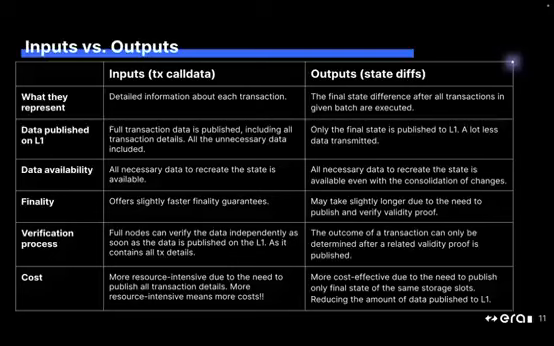Data availability. So with inputs, all the necessary data to recreate the state is certainly available. For outputs, all necessary data to recreate the state is also available, even with the consolidation of changes. That's awesome. There's a slight difference in finality. So inputs offers a slightly faster finality guarantee because all that transaction data is available immediately. Whereas in the outputs, it might take slightly longer due to the need to publish and verify the validity proof.